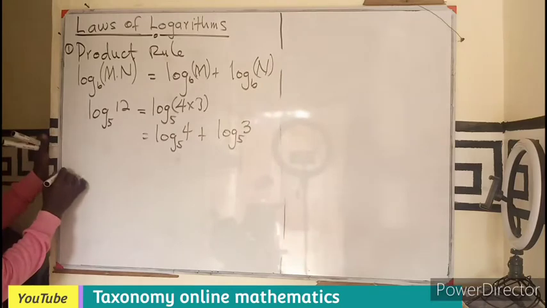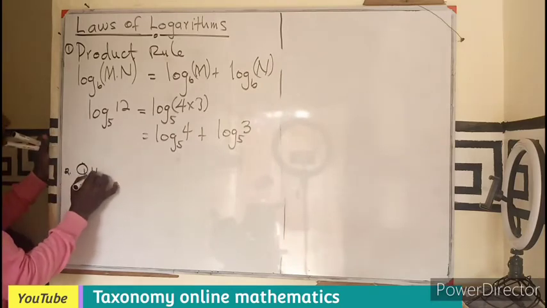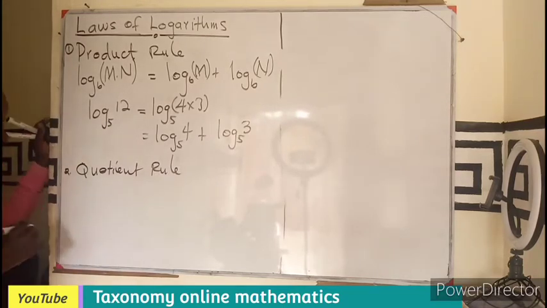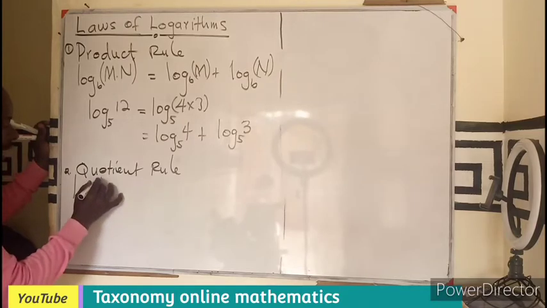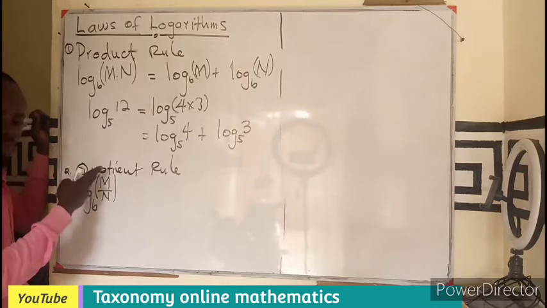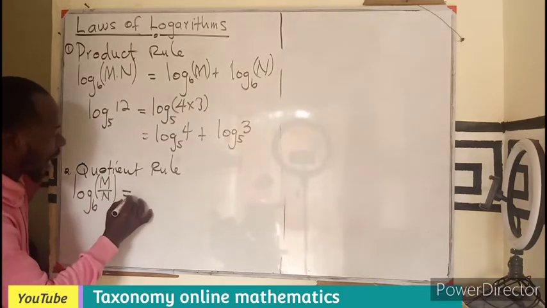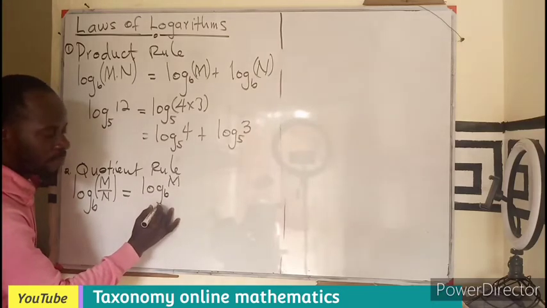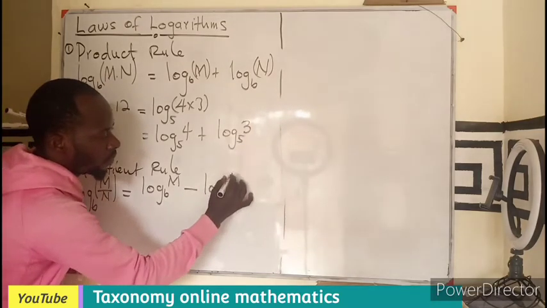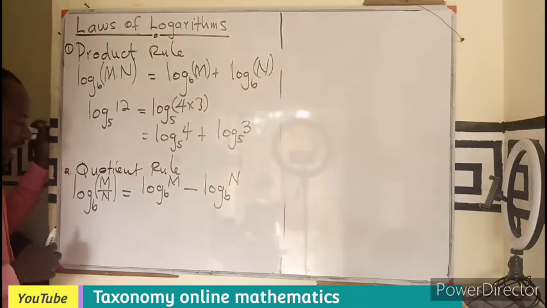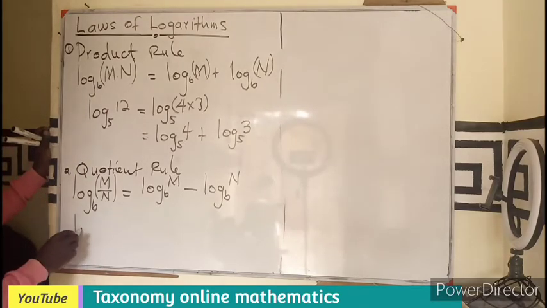Then the second one is the quotient rule, which is denoted by log of m over n to the base b. Since these two are dividing, we are going to have log of m base b minus log of n base b.